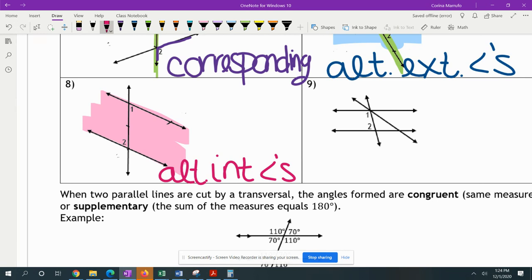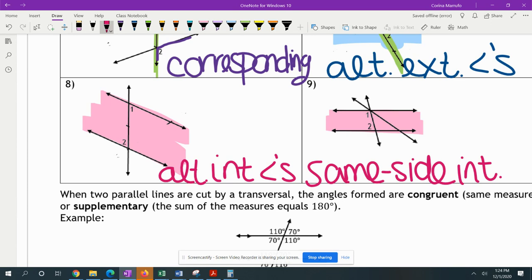And last, okay, I'm not going to erase all the lines this time, okay? We have to mentally ignore the lines. So if we ignore all the lines that it's not on, angle 1 and angle 2 are both inside the parallel lines. And not just that, they're on the same side of the transversal. So these are same side interior. Alrighty.